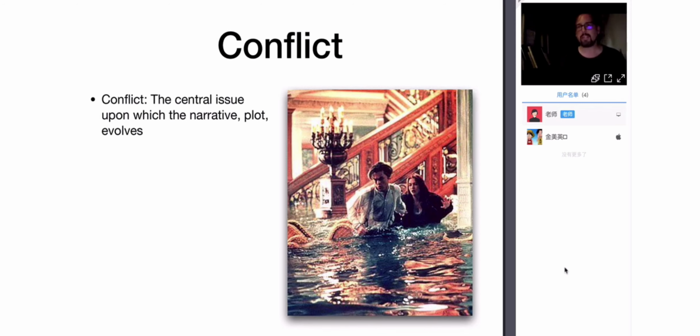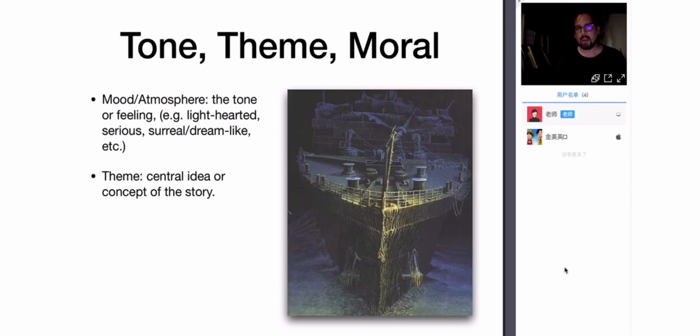The conflict. So the story doesn't end until the conflict is finally resolved, right? The conflict and the tension and the rising action is always building. The conflict is becoming more and more serious. And the story reaches its resolution when the conflict cannot be escalated any further, basically. And then there's the tone or the theme or the moral, right?